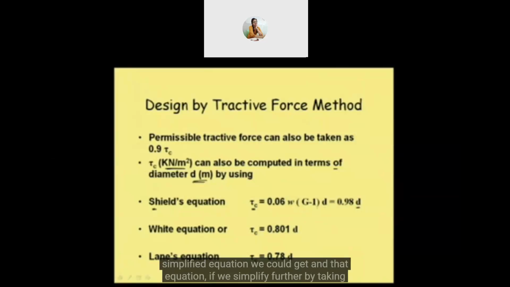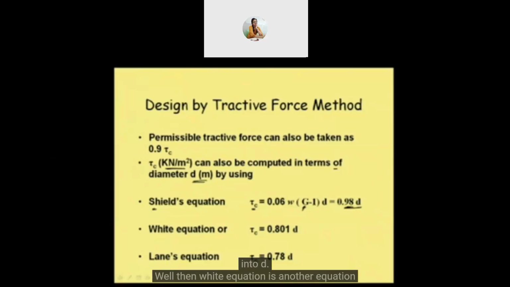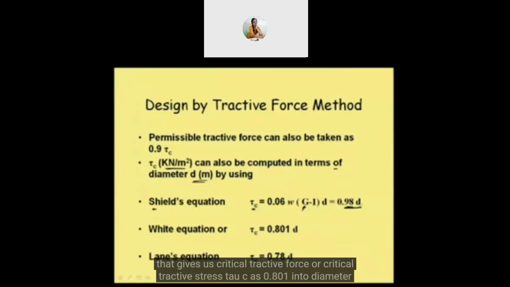And if we simplify that equation further by taking the standard value of the unit weight of water and the standard specific gravity of soil, maybe 2.65, then we get tau c equal to nearly 0.98 d. Well, then White's equation is another equation that gives us critical tractive stress tau c as 0.801 into diameter. The unit is the same.